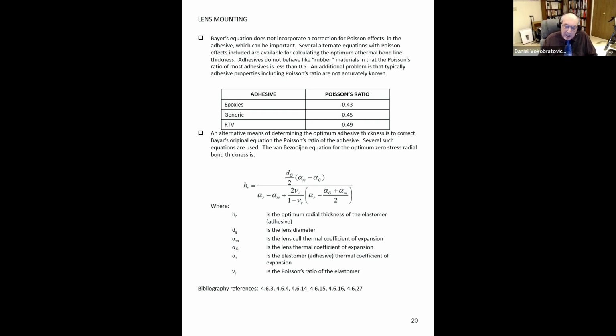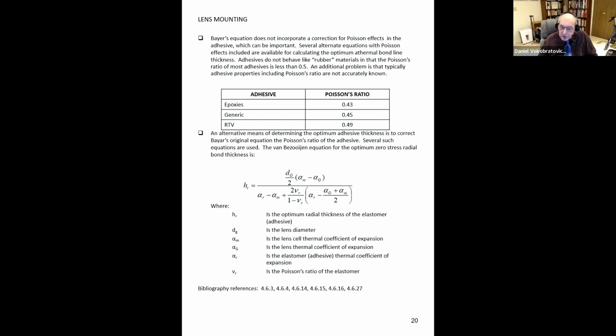Now, there are a host of equations which purport to provide a correction factor for Poisson effects. Probably one of the most useful is the equation I've given you below. I will massacre the name, the Van Vejusian equation. This does include a correction for the Poisson's ratio of the adhesive.